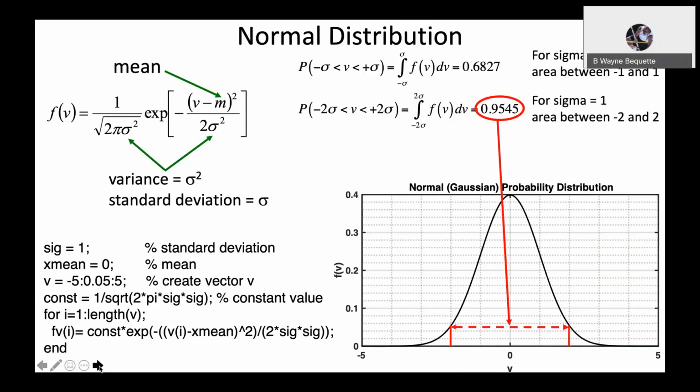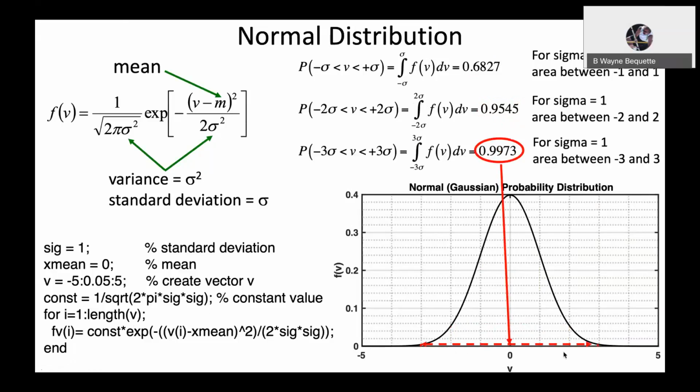Similarly, if we do the integration of this function between minus 2 standard deviations and plus 2 standard deviations, we get 0.9545. That is, 95.45% of the points would be expected to lie in the range of minus 2 standard deviations to plus 2 standard deviations from the mean.